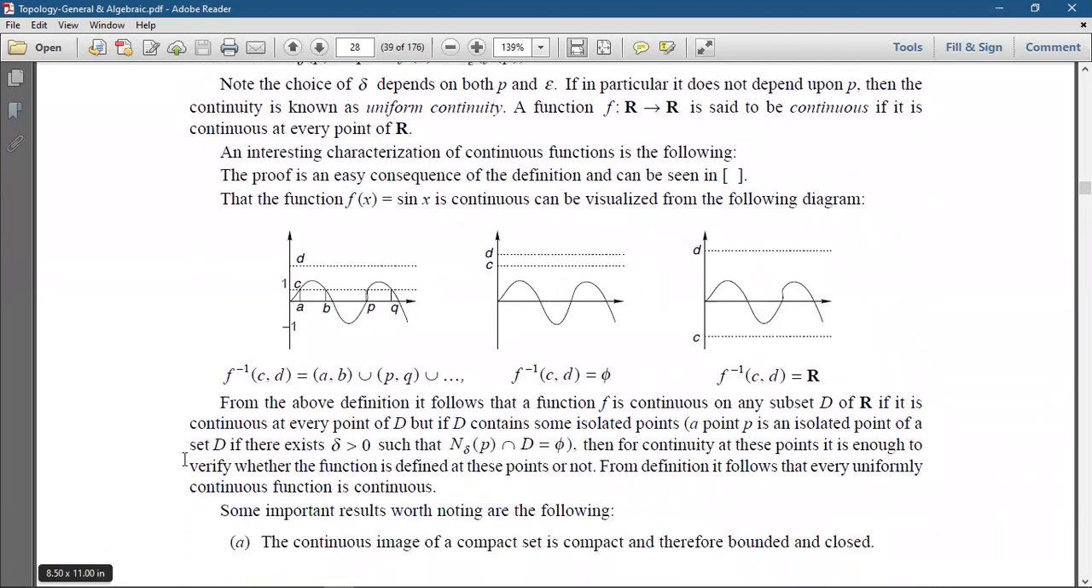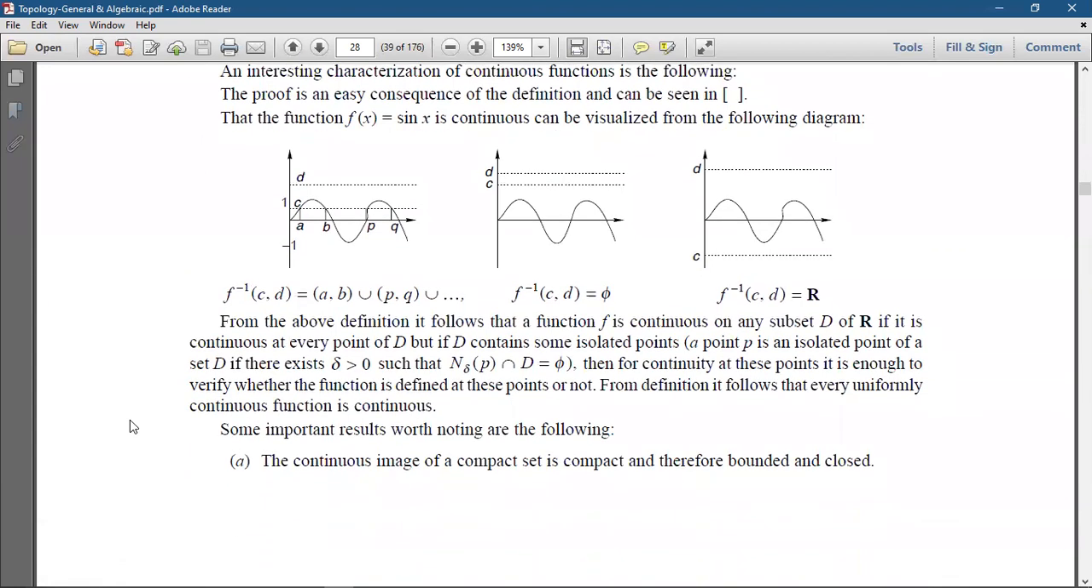This is the graph of f of x equals sine x, and this graph is a continuous graph, which can be visualized with the help of the given diagram. Now, if we find f inverse of CD, it equals AB union PQ, union and so on.